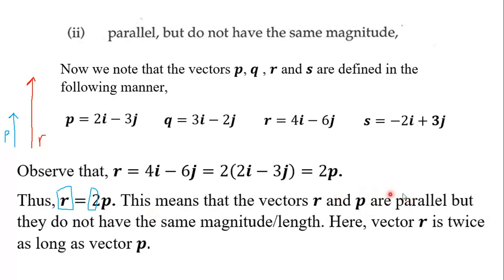So the vectors R and P, yes, they are parallel, but they do not have the same magnitude or length. Here the vector R is twice as long as the vector P. So it fulfills our criteria: they are parallel, but they do not have the same magnitude. So the vectors that we're looking for in this particular question are the vector R and the vector P.